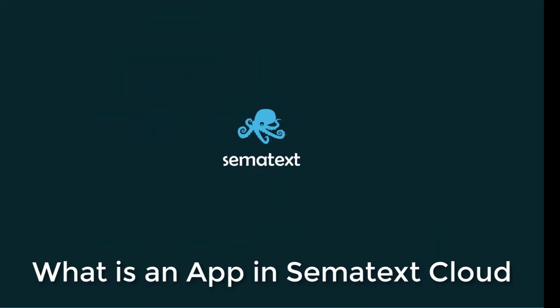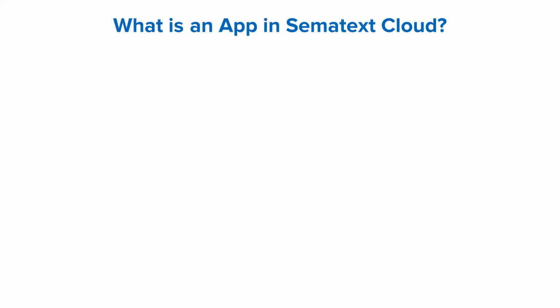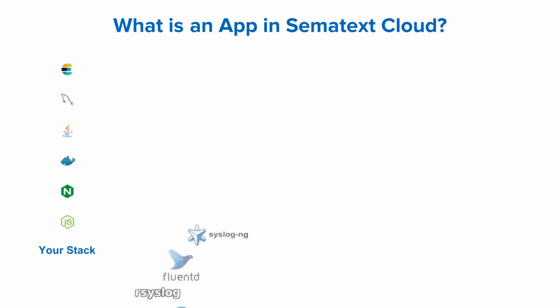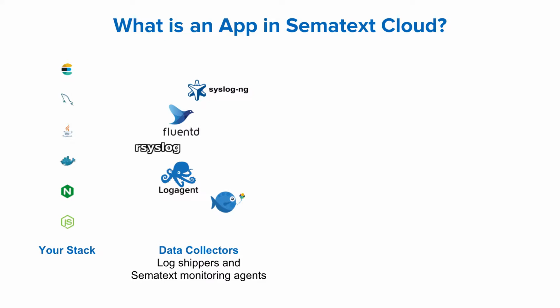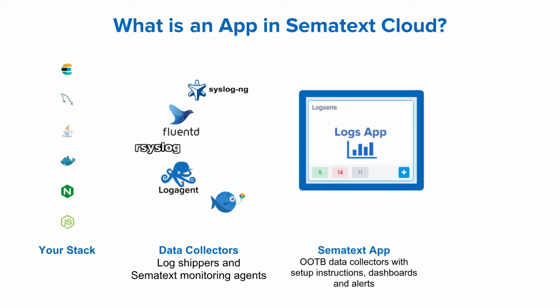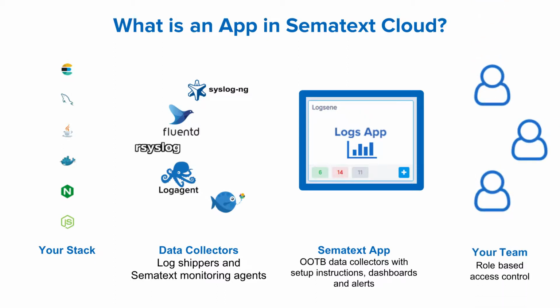What is an app in Sematext Cloud? Your software stack likely consists of web servers, search engines, queues, databases, etc. Each part of your stack emits its own metrics and logs. Depending on the size of your team and structure, different team members might have permissions to look at one set of data, but not the other.